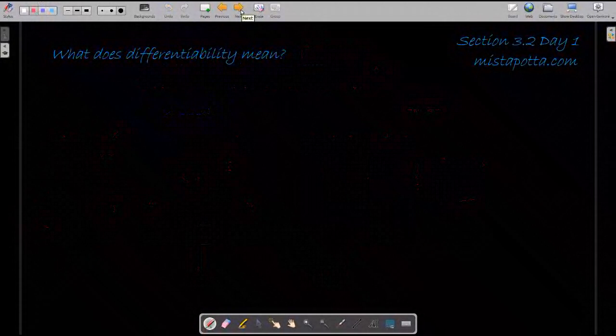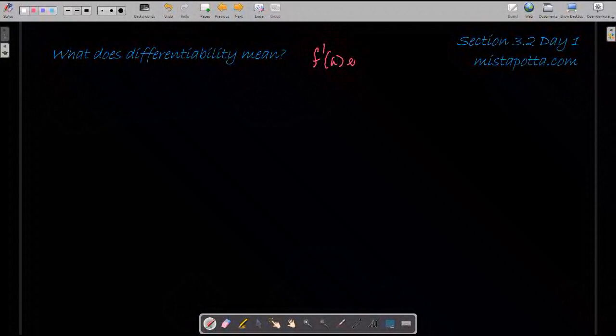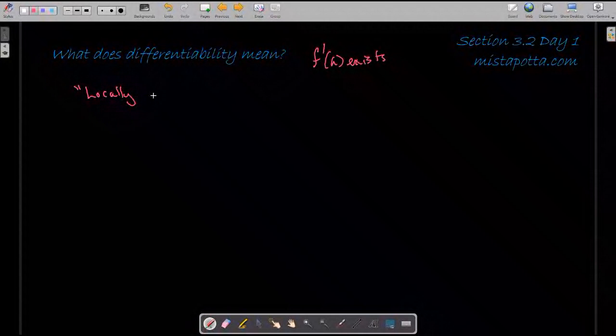So then the next question is, what does differentiability mean? I mean, aside from the idea that f prime of a exists, what does it mean for a function to be differentiable? And it means a couple of things. One thing that it means is this idea of locally linear.